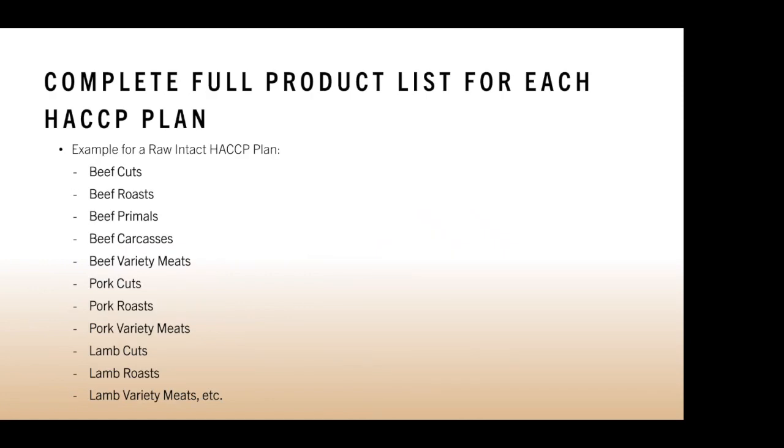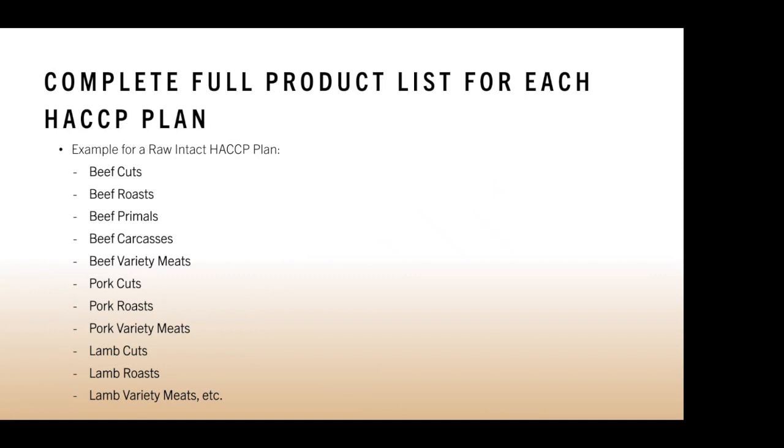After the HACCP team is assembled, a full product list for each HACCP category should be developed. You can combine like products under the same HACCP plan. The example on the screen here is for raw intact meat products. So examples for a raw intact HACCP plan could be beef cuts, beef roasts, beef primals, beef carcasses, and it could go into other species as well, pork cuts, pork roasts, lamb cuts, lamb roasts, variety meats, etc., as long as the product is raw and intact.